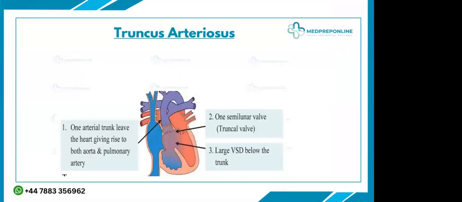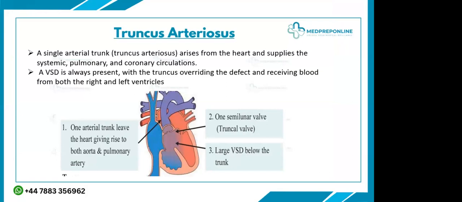Okay, we are done with TGA. The next defect is truncus arteriosus. As I have told you about this when we read about the embryology, the truncus arteriosus was the upper chamber in the heart tube which we formed in the embryology, and it divides into the pulmonary artery and the aorta.